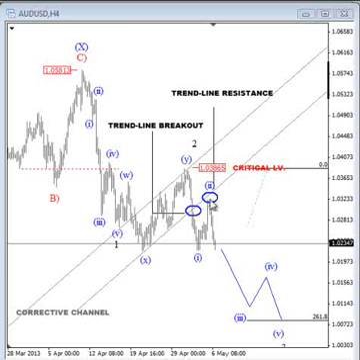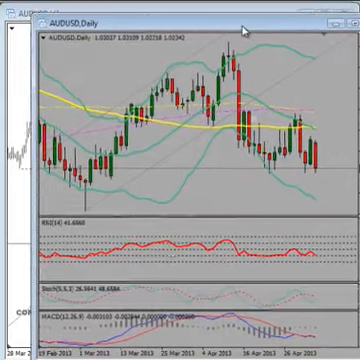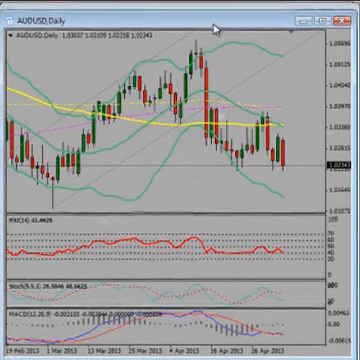I'm still not sure if this wave 2 is already finished here. It would be too soon, because as you know we need to see a break and ideally a daily close below these 2 swing lows. And now let's take a look also at this technical chart.